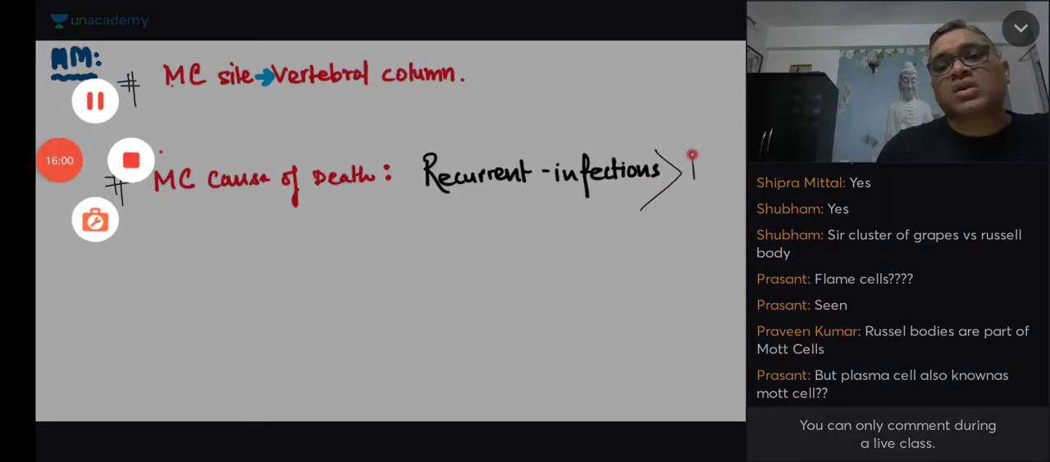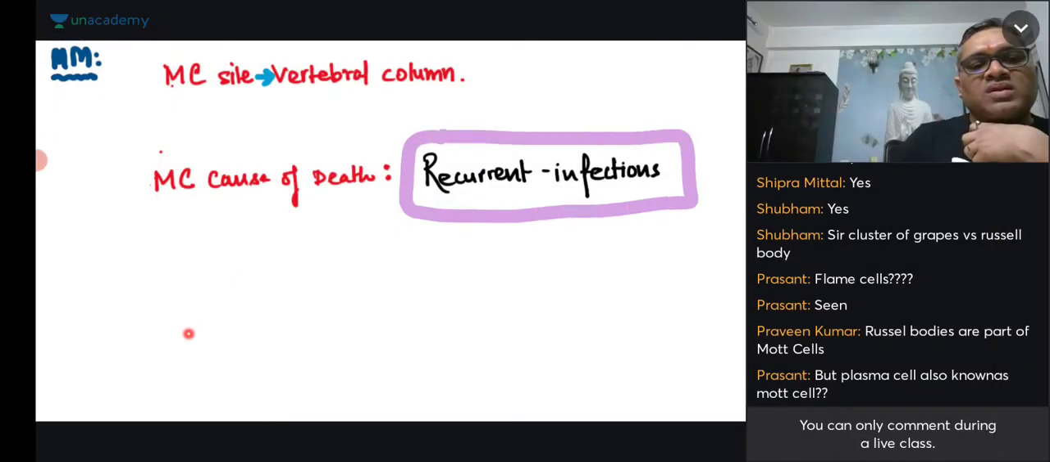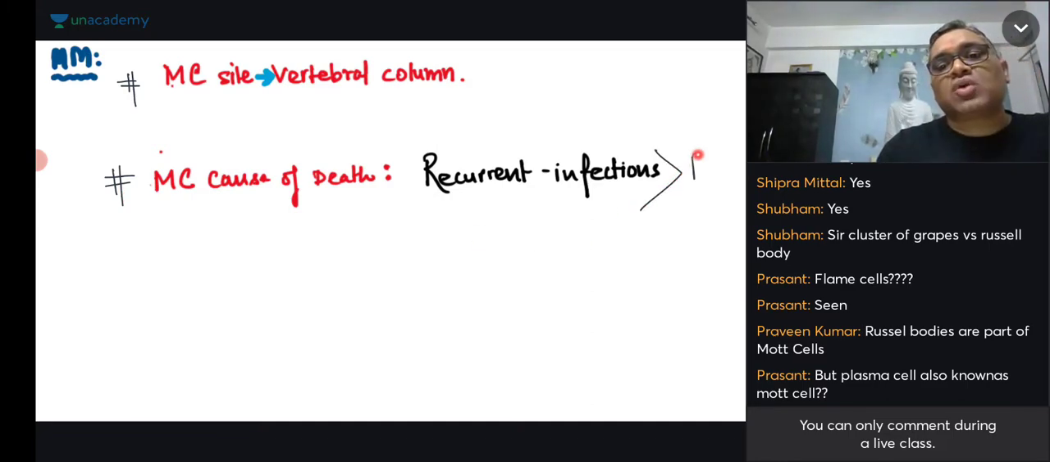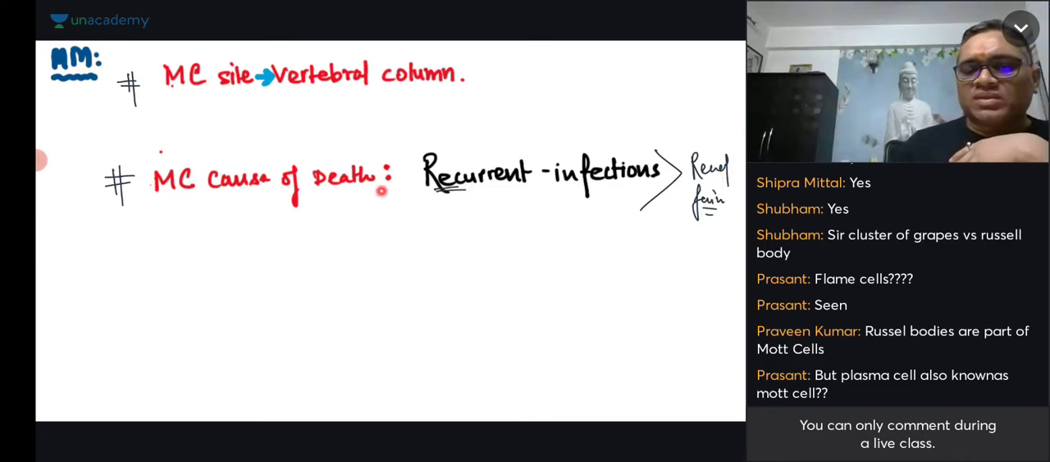I'm just marking here. It is not renal failure. Many of the guidebooks say renal failure. If you go through all the textbooks, Harrison or any other book, you will find that renal failure is not the most common cause. Recurrent infection is the most common cause of death in multiple myeloma.